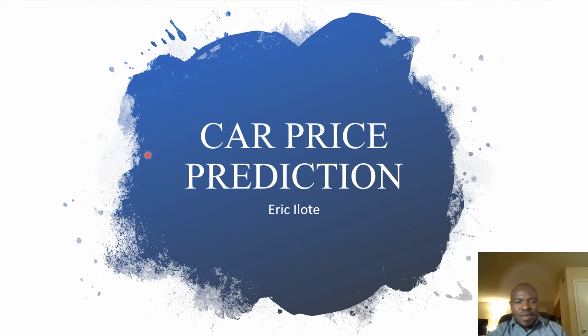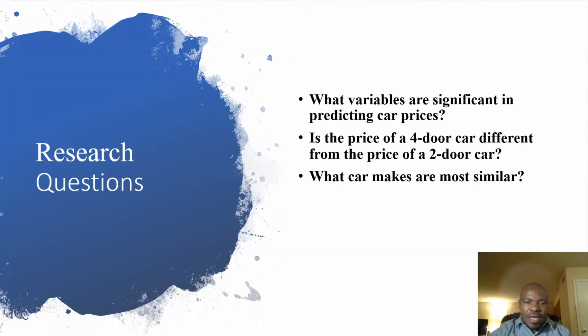So the research problem I was handling was predicting car prices for an automobile car company. I had three research questions. The first question was what variables are significant in predicting car prices? The second was is the price of a four-door car different from the price of a two-door car? And lastly, what car makes are most similar?